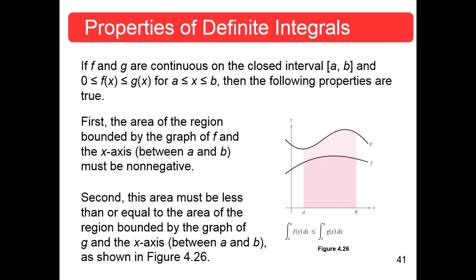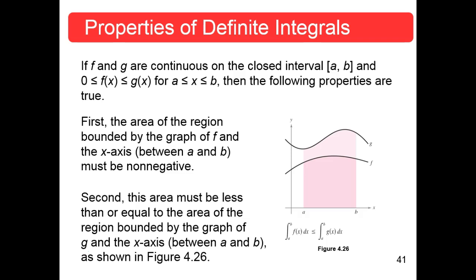First, the area of the region bounded by the graph of f and the x-axis, as long as f is non-negative, between a and b must be non-negative. Well, if f is non-negative, which this says it has to be, and a is less than b, so b minus a is non-negative, then the area under f is non-negative. Second, that area must be less than or equal to the area under g. In other words, if you integrate all three sides of this inequality, the area of 0 is 0, okay? The area of f has to be greater than or equal to 0 and less than or equal to the area under g. It's just that you can integrate all three and the relationship holds, okay?